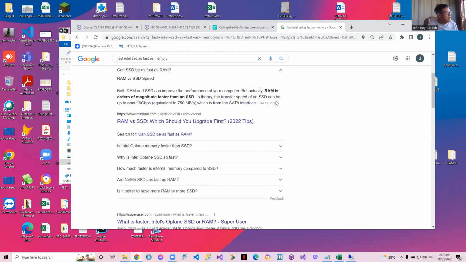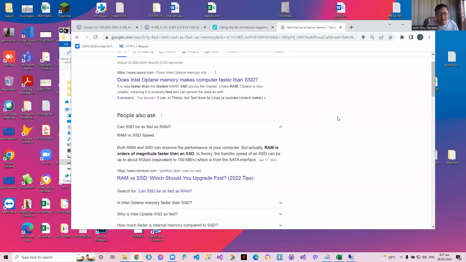This Intel memory, anyway, I lost the real source, is considered to be one quarter the speed of memory. Do you follow? Which means it's no longer magnitudes higher. Usually memory is 1,000 times faster than hard disk. But nowadays, with this Intel technology, it's different. So RAM is 6 Gbps, and the SSD is 750 Mbps. But now there are SSDs that can reach 25% of the speed of RAM.